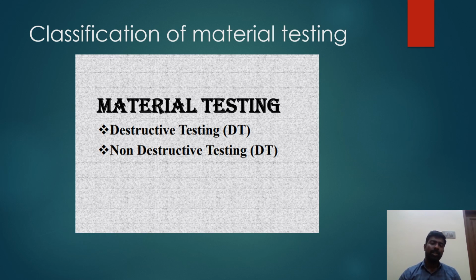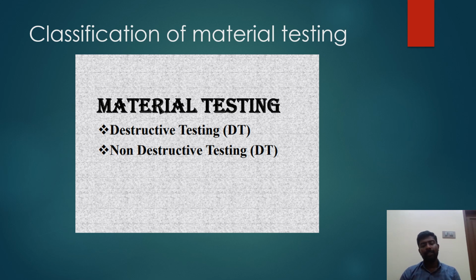Based on the method of testing, material testing is broadly classified into two types. One is destructive testing or mechanical testing, and the other is non-destructive testing. From the name, you can tell what destructive and non-destructive testing are. It is very clear that destructive testing is the one in which something is going to be destroyed. In non-destructive testing, there won't be any destruction.